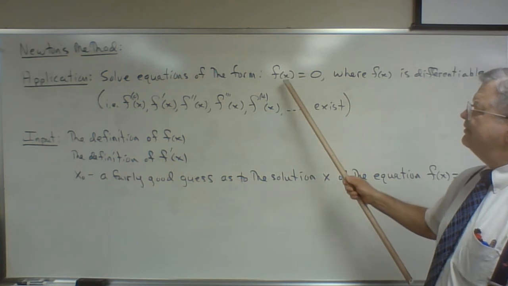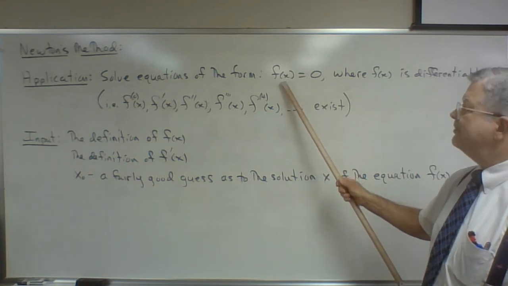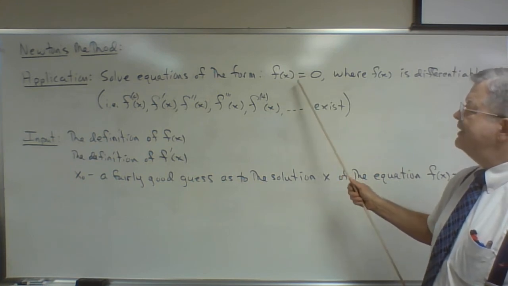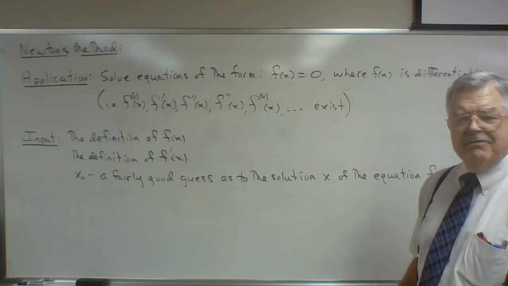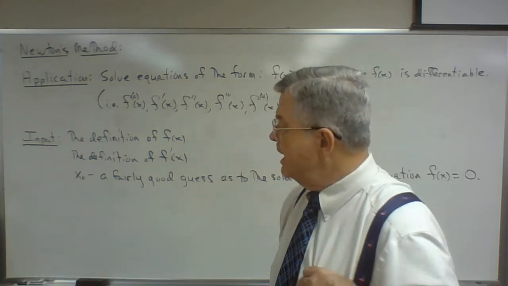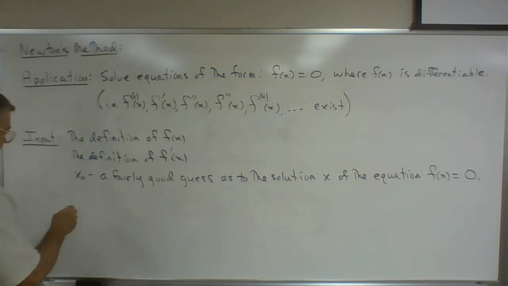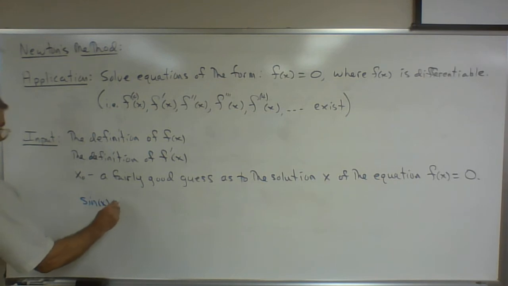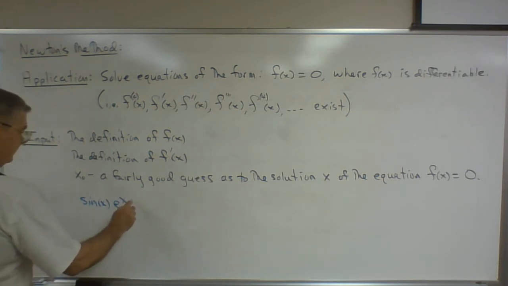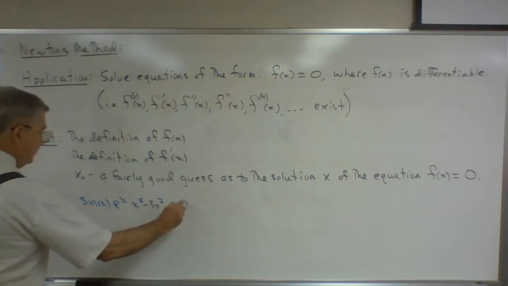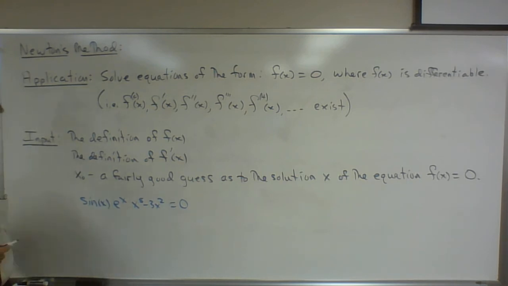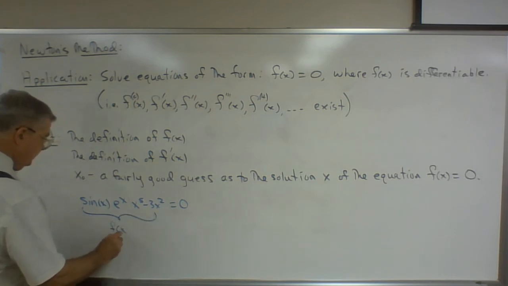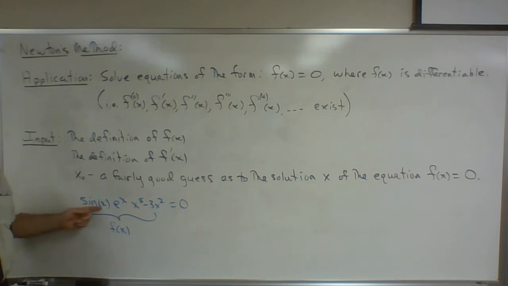So our goal is, given some differentiable function f of x, we want to be able to solve this equation, f of x equals 0. And for some functions, that's pretty easy. But suppose that we had something like this: sine of x, e to the x, x to the fifth minus 3x squared equals 0. Something like that. And this whole thing is our f of x. Well, this would be a nasty thing to have to solve. So, this is why we have things such as Newton's method.